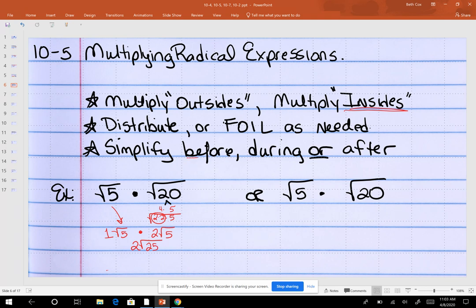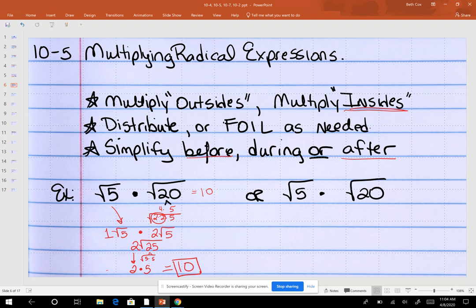Okay, so I simplified before. Well, now I have to simplify after, because this also breaks, and that's just plain 5. Everybody got out of the house. There's that 2. And 2 times 5 is 10. So the answer to this problem is just 10. No radical, regular 10.